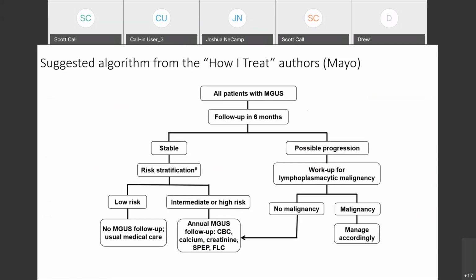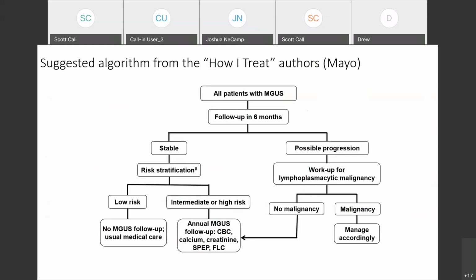The reality is most of these patients get referred to hem-onc, and generally we follow people once a year unless they're very elderly and we think they're going to imminently die of something else within the next couple of years.